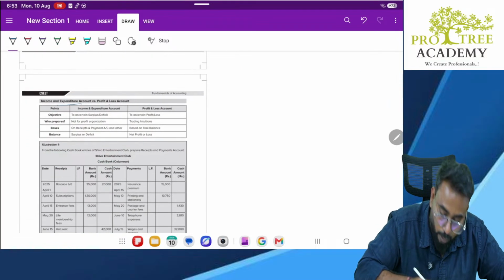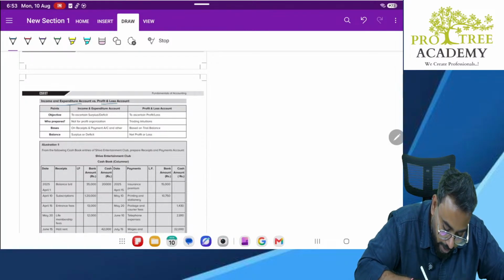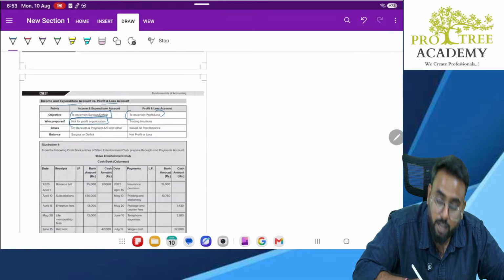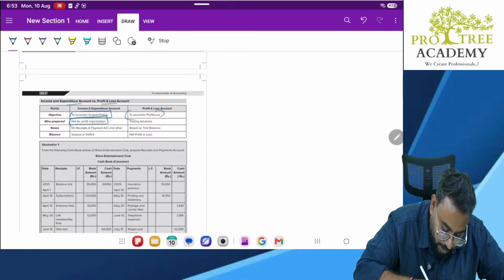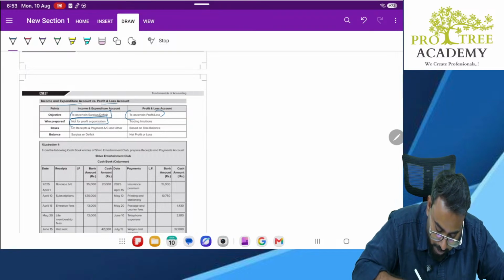Income and expenditure and profit and loss account, what is the difference? Here is to ascertain the surplus or deficit. Here it is to ascertain the profit or loss. Not for profit organization, it is for profit organization. Basis is the receipts and payments account and others. Here the basis is the trial balance.